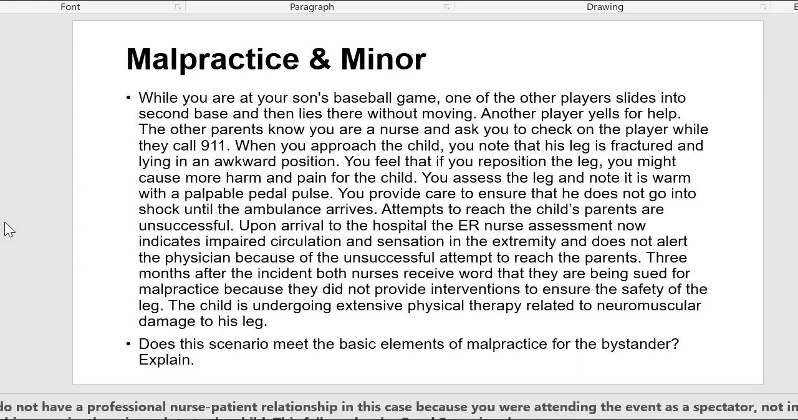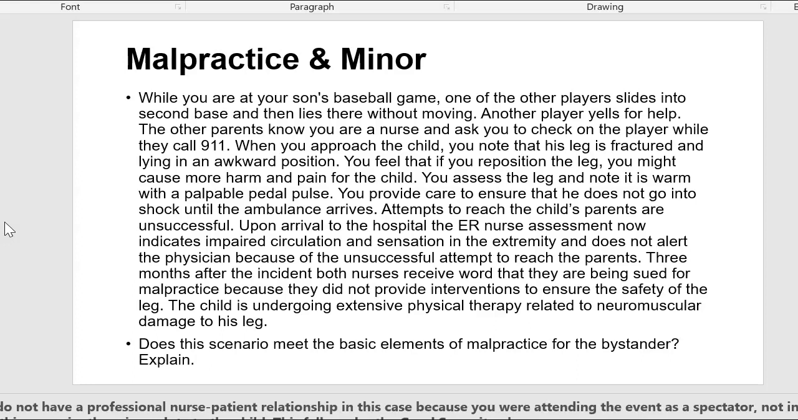Attempts to reach the child's parents are unsuccessful. Upon arrival to the hospital, the ER nurse assessment now indicates impaired circulation and sensation in the extremity and does not alert the physician because of the unsuccessful attempt to reach parents. Three months after the incident, both nurses receive word they are being sued for malpractice because they did not provide interventions to ensure the safety of the leg. The child is undergoing extensive physical therapy related to neuromuscular damage. Does this scenario meet the basic elements of malpractice for the bystander? Explain.